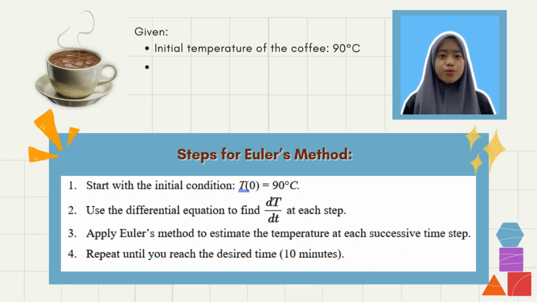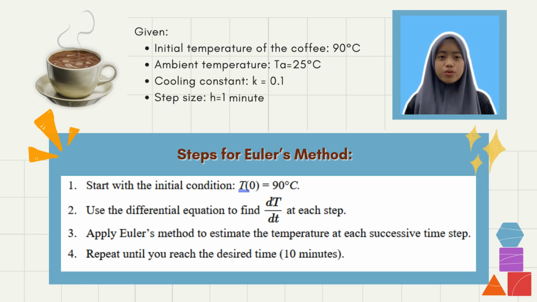Let's break down how we will apply Euler's method to solve the coffee cooling problem step by step. The initial temperature of the coffee is 90 degrees, ambient temperature is TA equal to 25 degrees Celsius, the cooling constant is k equal to 0.1, and step size h equal to 1 minute. We start with the initial condition: begin with T0 equal to 90 degrees Celsius, the temperature of the coffee at t equal to 0.